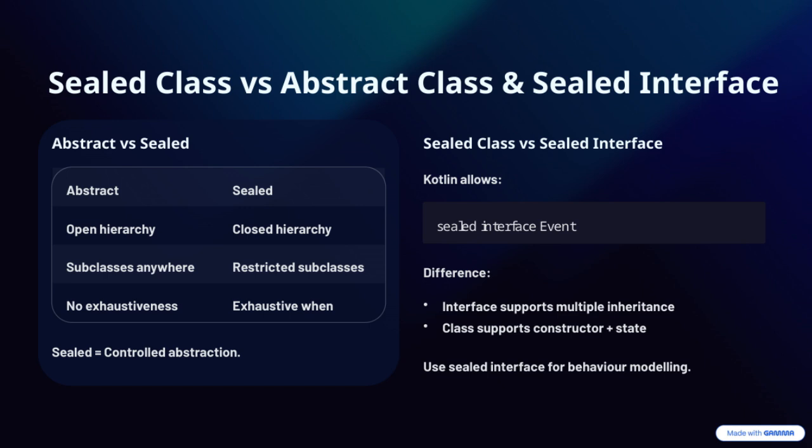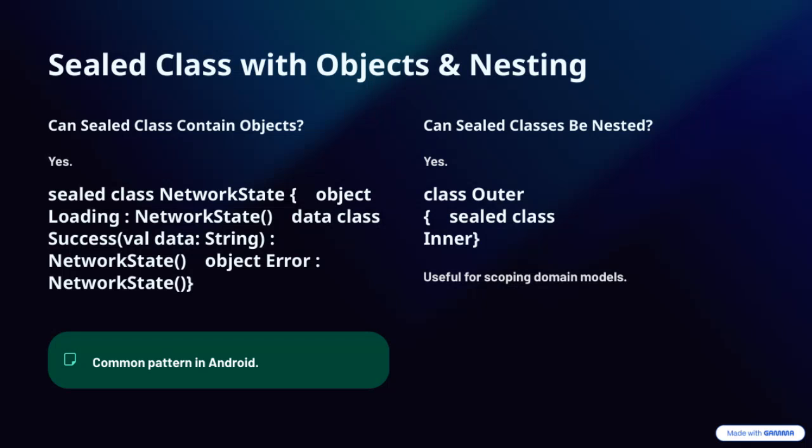Connecting this to our overall theme, understanding when to use sealed interfaces versus sealed classes or abstract classes helps us design safer, more predictable, and more maintainable code structures in Kotlin. Let's talk about how sealed classes are useful for scoping domain models. They help us define a restricted set of subclasses, which makes our code more predictable and easier to manage.